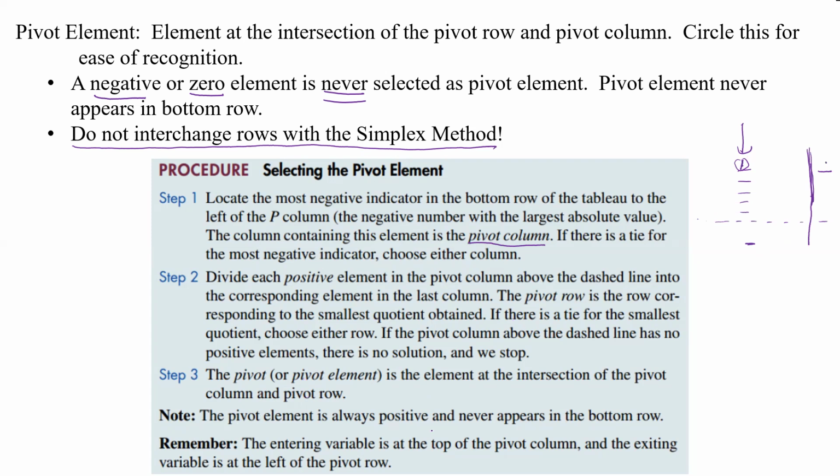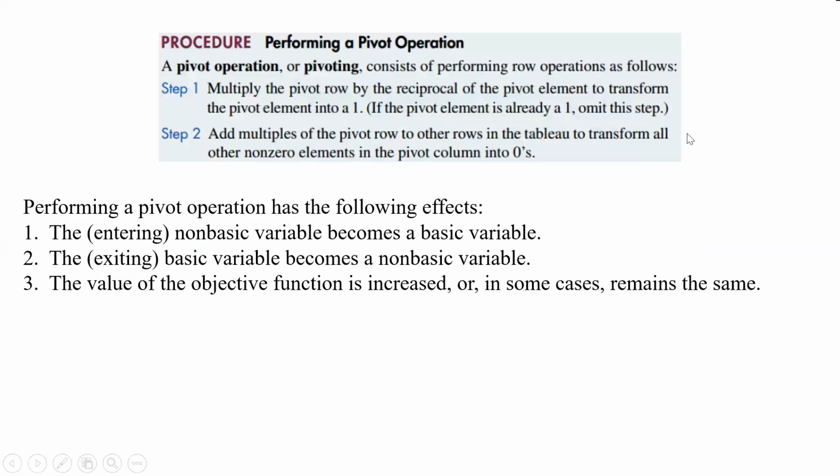Now, the entering variable is at the top of the pivot column. So whatever's up here, say this is x2, that's going to be the entering variable. And the exiting variable is the one that's over here. So maybe that's s1. So this is going to enter and this is going to exit. And so what happens in the next tableau is this now becomes x1. The column labeling stays the same, but the outside labels over here we can change to whatever it happens to be for the next step.